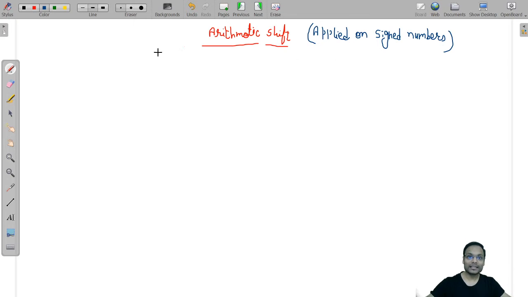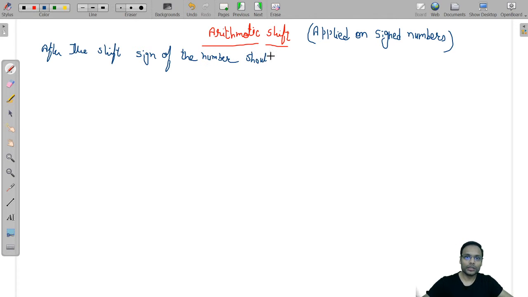I am writing that particular point here: in the arithmetic shift, it is applied on a signed number, that's one thing, and the second thing, after the shift, the sign of the number should remain the same. Means positive stays positive, negative stays negative. Fine, if you are fine with this, then let's go further and try to understand a few more things, how exactly this particular shift is performed.